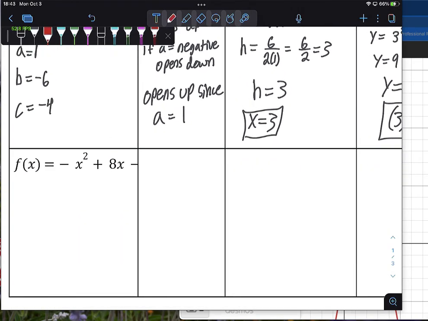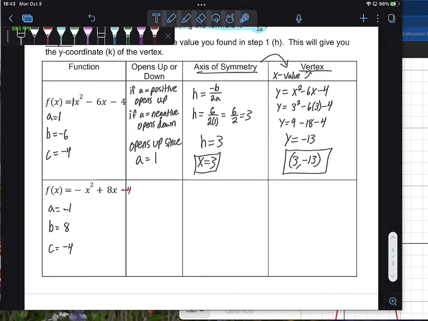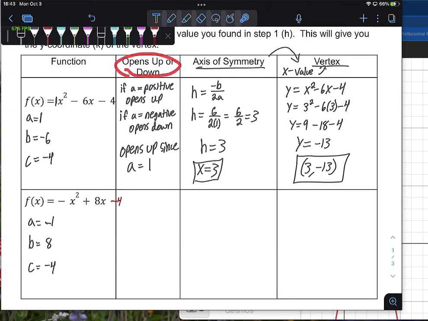Also, I want to make a small edit. This should be minus 4 right here. Alright, so we have an A, a B, a C. My A is going to be negative 1, B is going to be 8, and C is going to be negative 4. Is it going to open up or down? Well, my A value is negative 1, so it opens down.